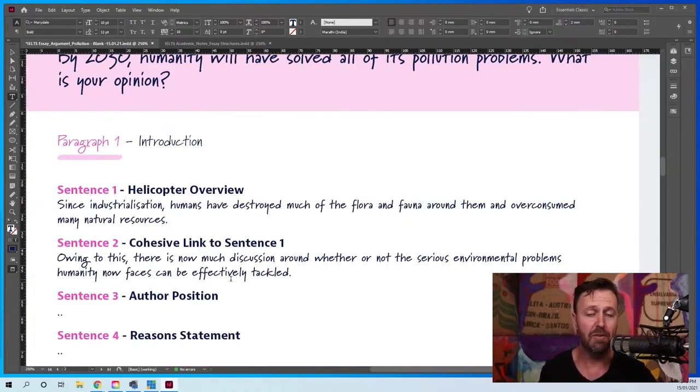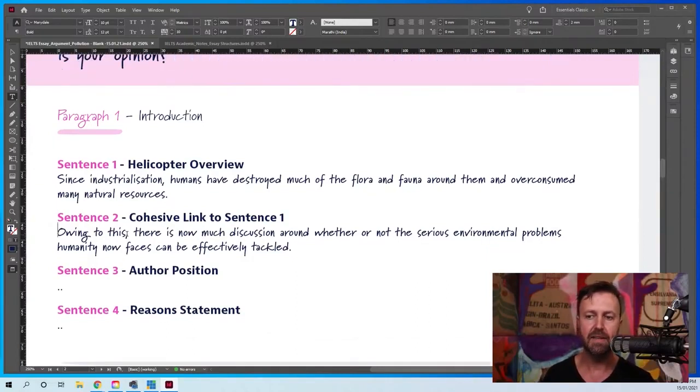A lot of people, when they're learning to write, will just write sentences that don't necessarily link together. It's important with the IELTS test that we're able to show the examiner that there is cohesiveness. It's one of the components that the examiner will look at when providing your mark. The way that we can show true cohesiveness here is saying owing to this. Now we can't say owing to this unless there's something previous.